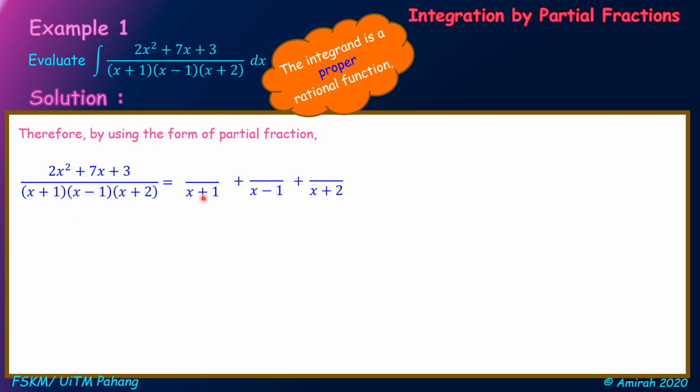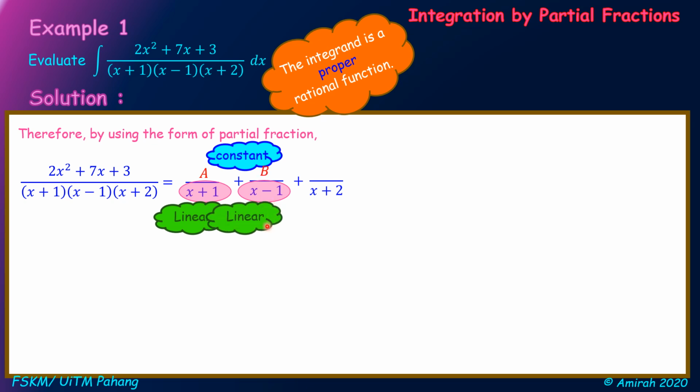From the first fraction we have denominator x plus 1, which is a linear factor, so we can write the numerator equal to constant a. From the second fraction, we have denominator x minus 1, which is also a linear function, so we can write constant b in the numerator. From the third fraction, we have denominator x plus 2, which is also a linear function, so we can write the numerator equal to constant c.